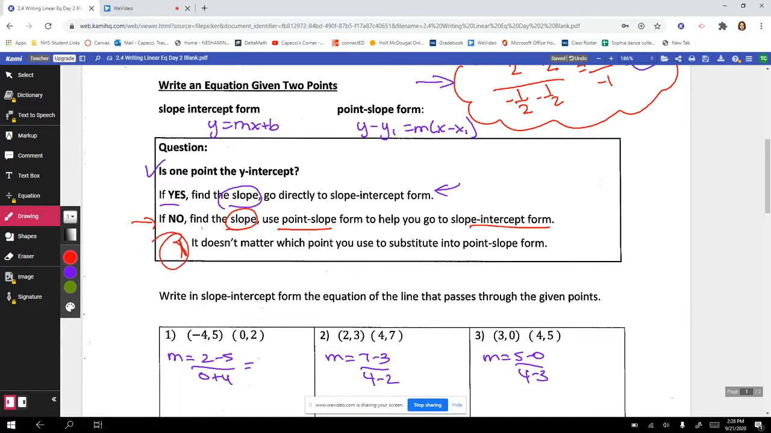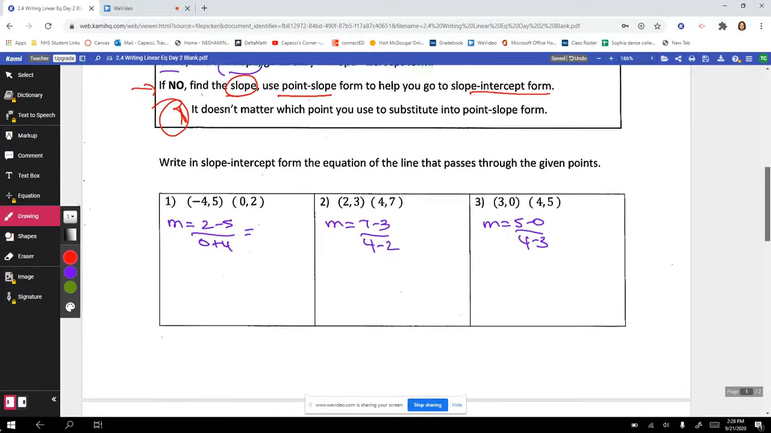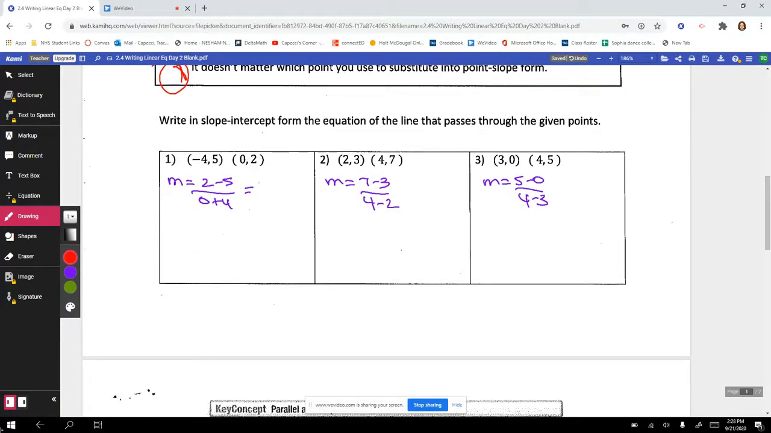Again, it doesn't matter. You're going to be given 2 points. It doesn't matter which point you use to substitute into point-slope form because both of the points are on the line. So you'll get the same answer regardless. All right, let's get started.